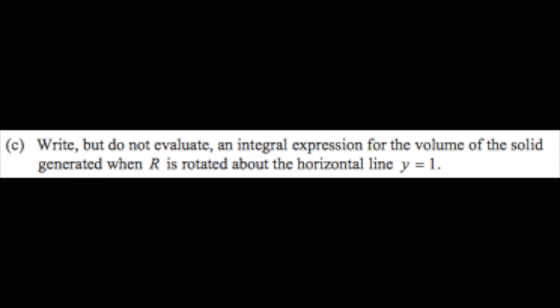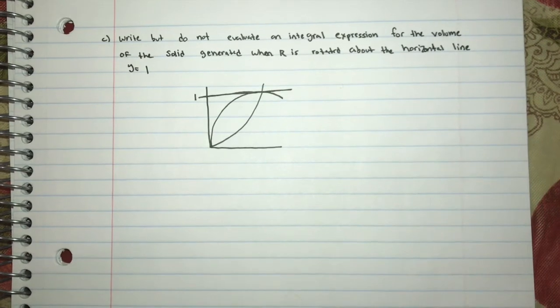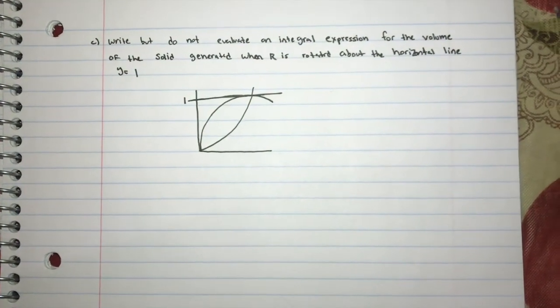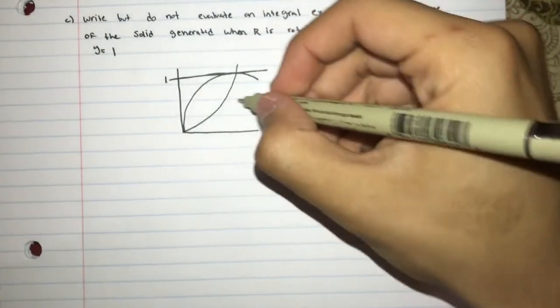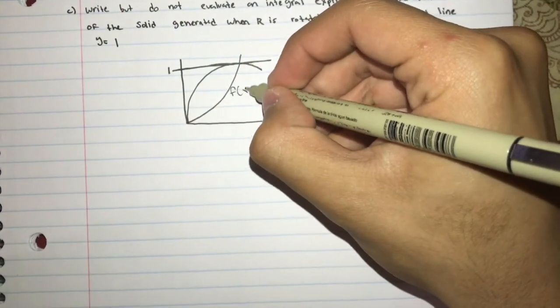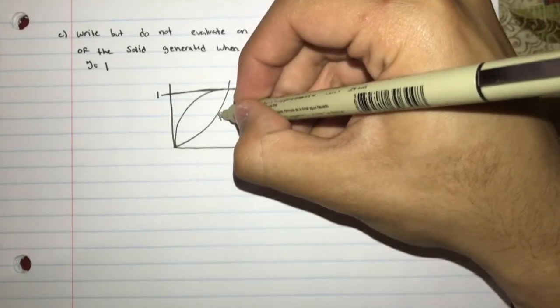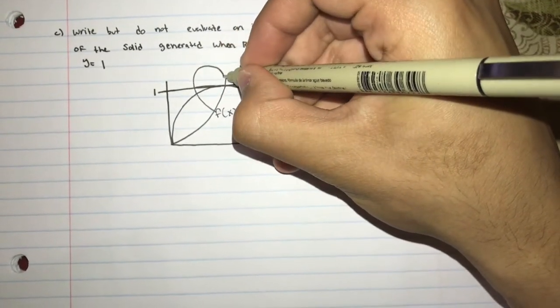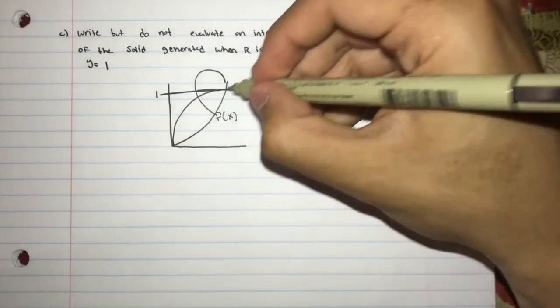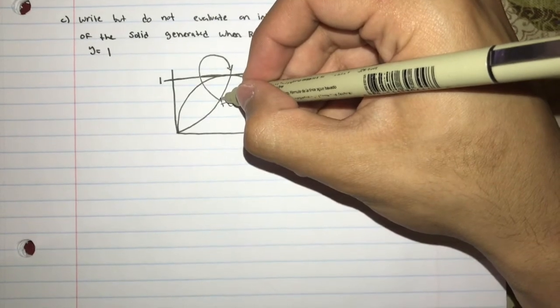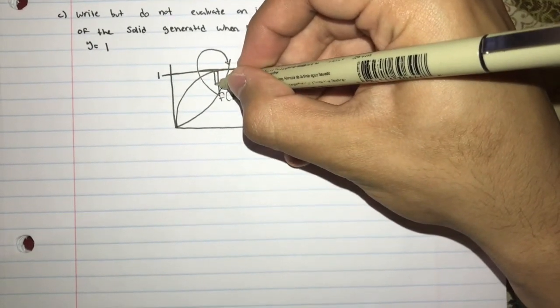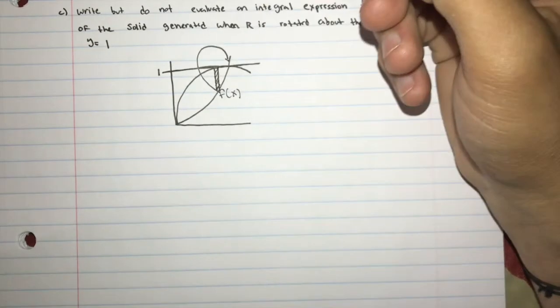And finally, with part C, it states, write but do not evaluate an integral expression for the volume of the solid generated when R is rotated about the horizontal line y equals 1. So for C, we're trying to write an integral expression for the volume of the solid generated when R is rotated about the horizontal line y equals 1. If we start off with f of x, we can just rotate this around. Having that set is kind of like a disk, and we'd want to find the radius.